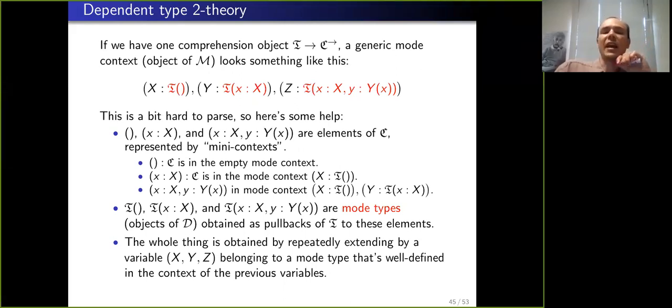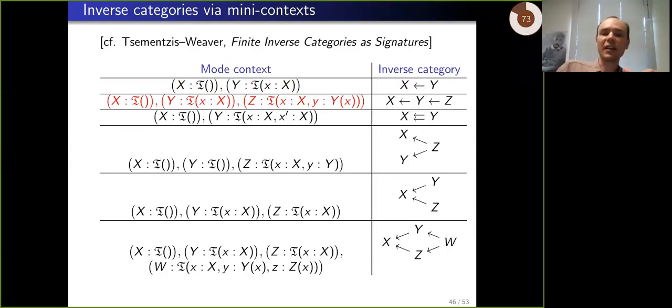And so capital X and capital Y and capital Z are variables that belong to these mode types, and I'm extending my mode context repeatedly by X and then by Y and then by Z to get my mode context. And this context altogether is supposed to describe a way in which types can depend on each other in a context. This particular example here is the simplest one, where I have 3 types: a type X, and then Y depending on X, and then Z depending on X and on Y, with X through Y.